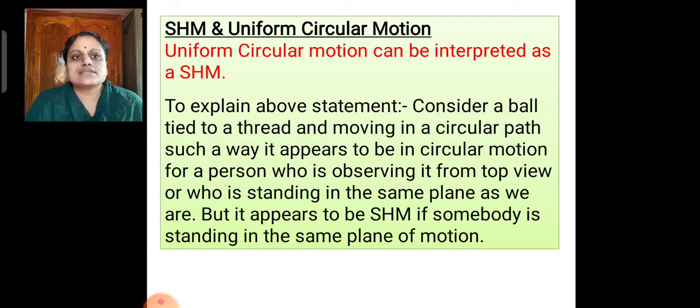An explanation is, consider a ball tied to a thread and moving in a circular path in such a way that it appears to be in circular motion for a person who is observing it from the top view. But this motion appears to be simple harmonic motion if somebody is standing in the same plane of motion, or if we are observing it from one of its sides.